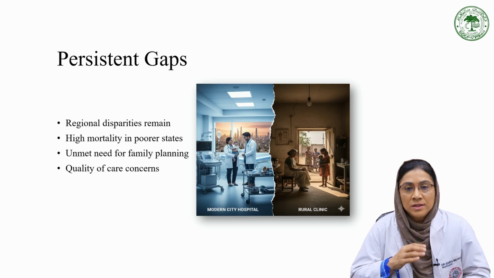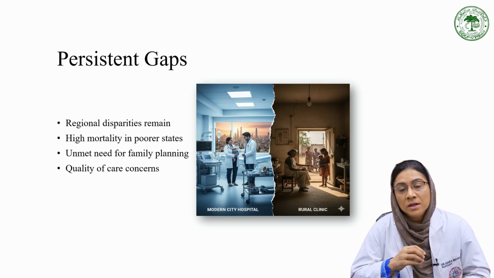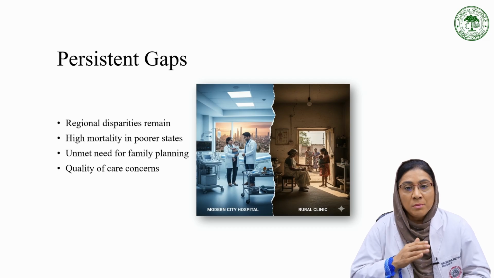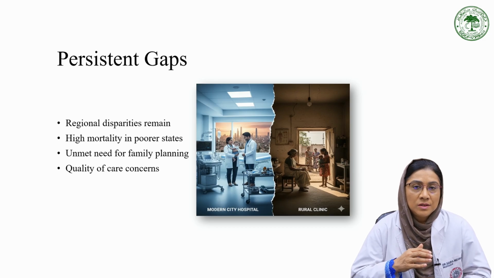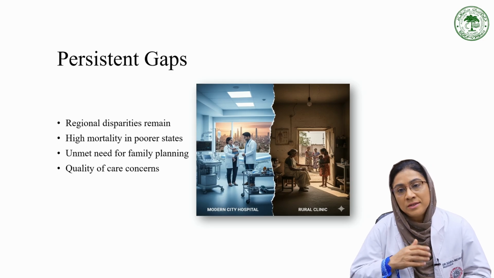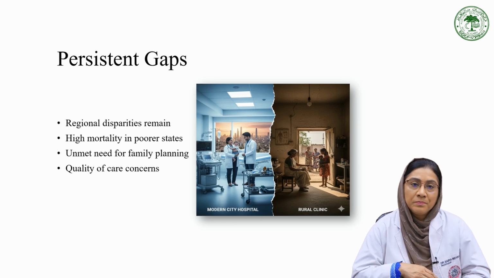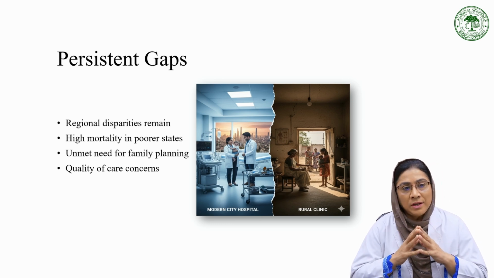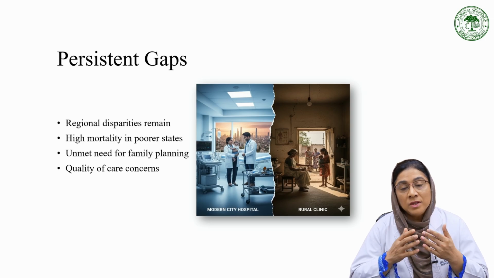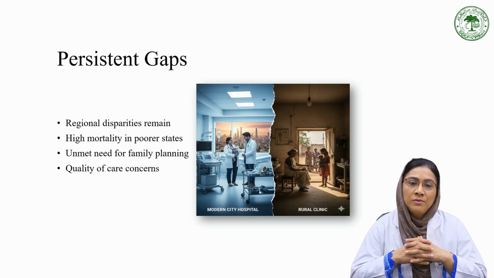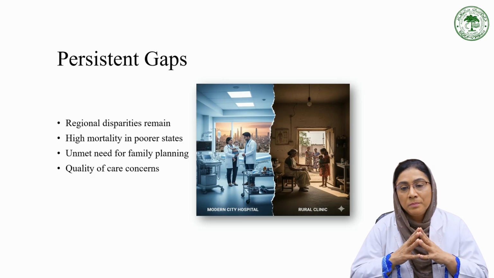Despite progress, serious gaps remain. Regional disparities are stark, with high mortality rates persisting in poorer states like Bihar, UP, and Madhya Pradesh. Fertility decline has stalled in certain regions, reflecting unmet need for family planning and cultural barriers. Quality of care remains uneven, with issues of overburdened facilities, inadequate staff, and insufficient follow up.